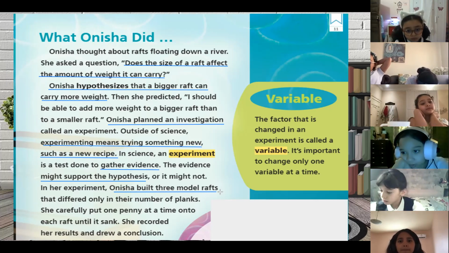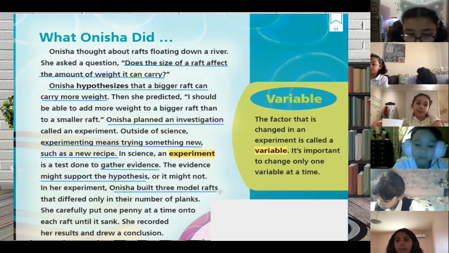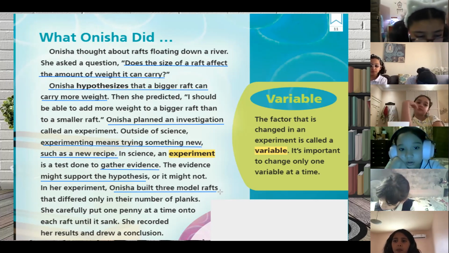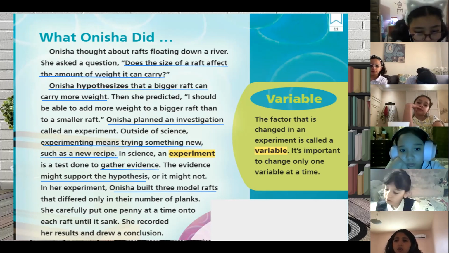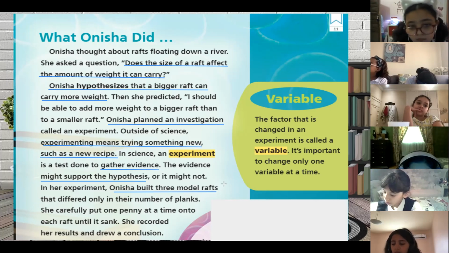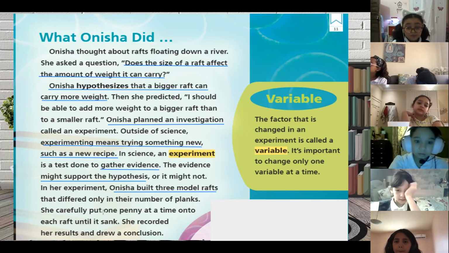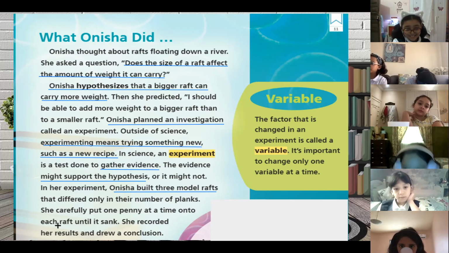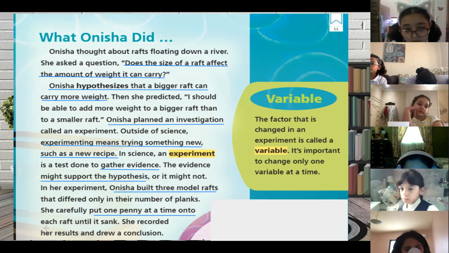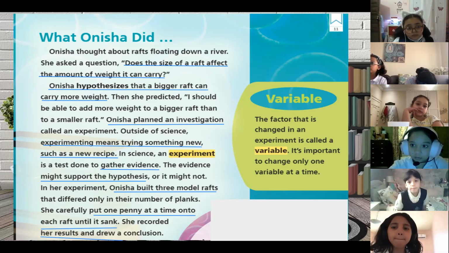Okay. Good. So when I build a model, something similar to the real one, I can make my experiment on that. So models can help our investigation to be good, okay? All right. Okay. Onisha built 3 model rafts that differ only in their number of planks. She carefully put 1 penny at a time onto each raft until it sank. She recorded her result and drew a conclusion.